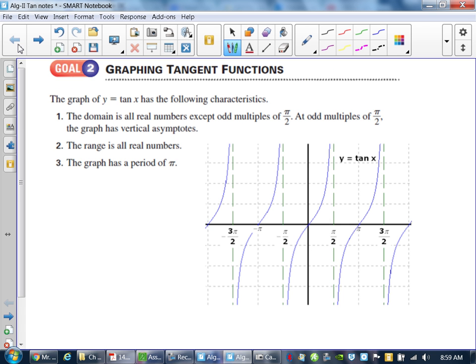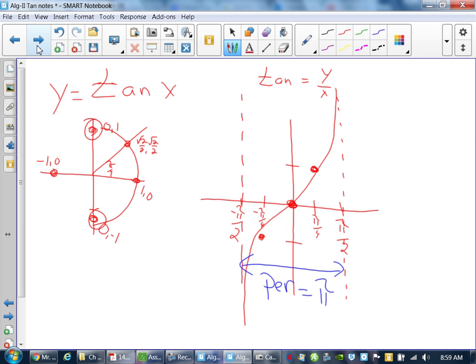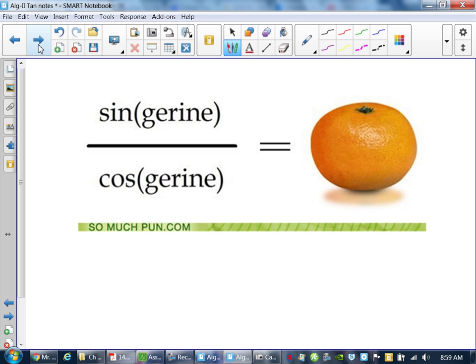What happens then is that you get your tangent graphs. I don't want to do this one. That was bad. Get it? So sine divided by cosine is tangent, because tangent is y over x, sine over cosine.